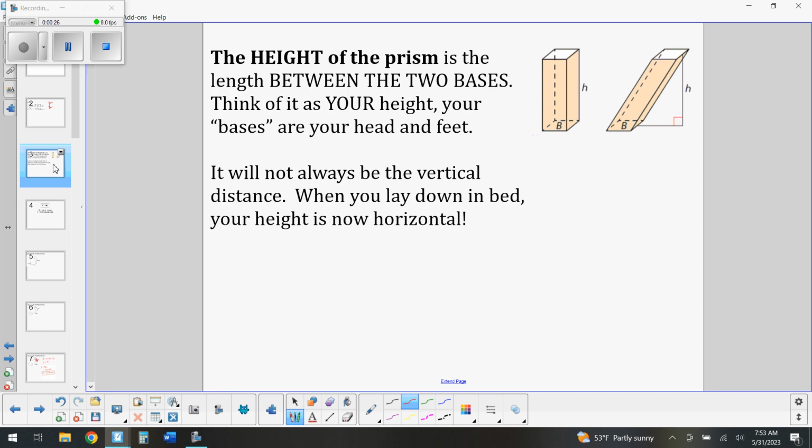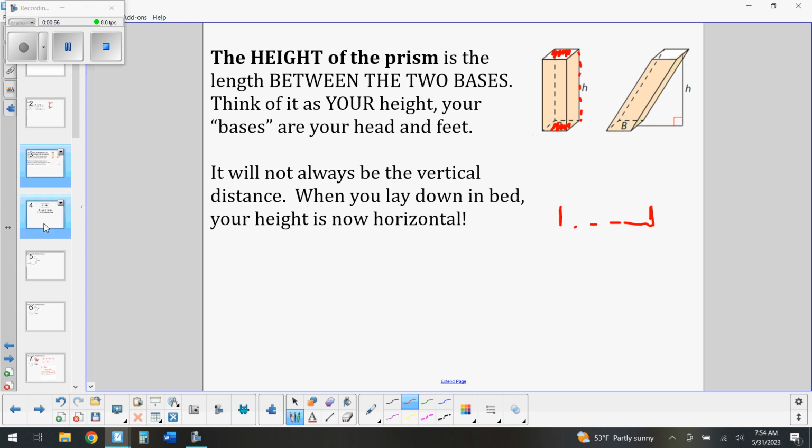The height of a prism is really the distance between the two bases. And it could be slanted or it could be straight up, and it's not going to make a difference. It's still the total distance between the two bases. So here we would be calling the top and the bottom the bases, and then the height would be how far apart they are. So it will not always be a vertical distance, because if you think about it, when you lay down in bed, your height is now horizontal. So if the bases are on the sides, then the distance between them would be considered the height.